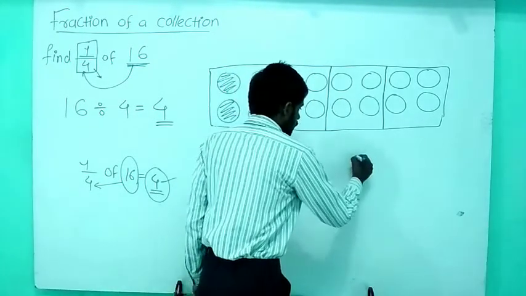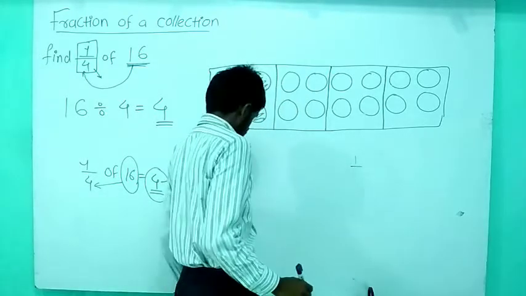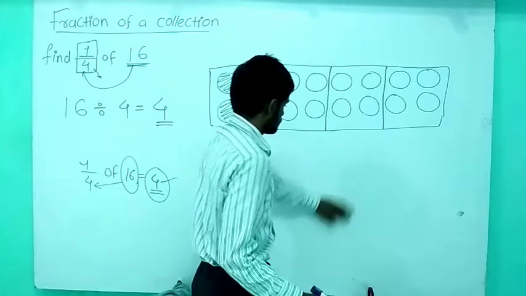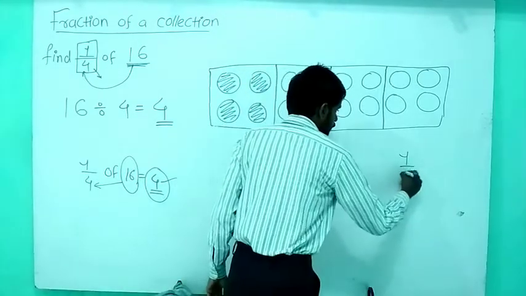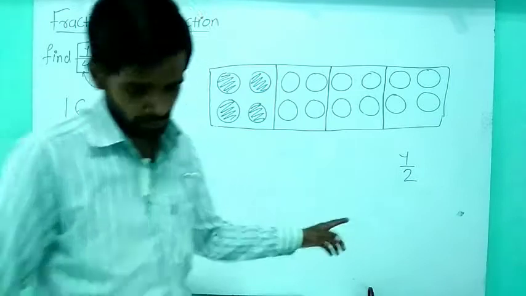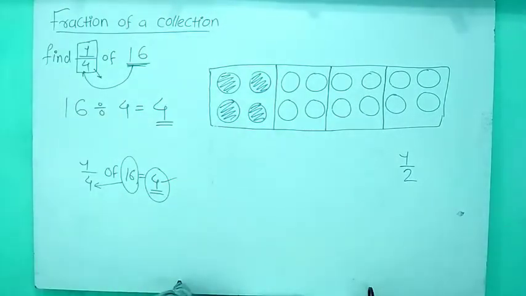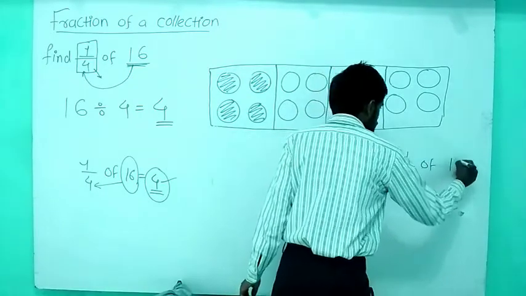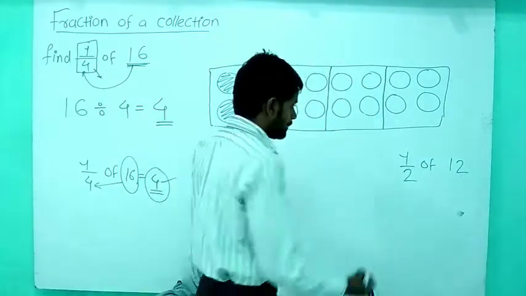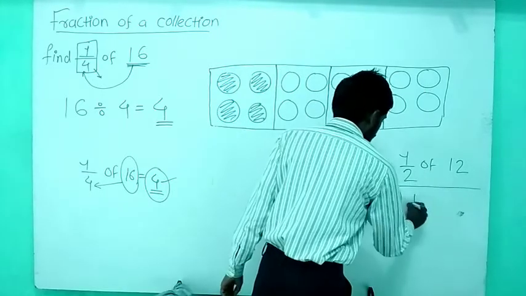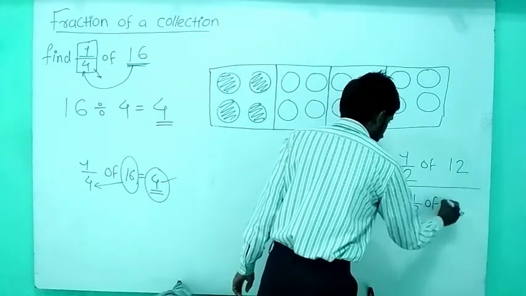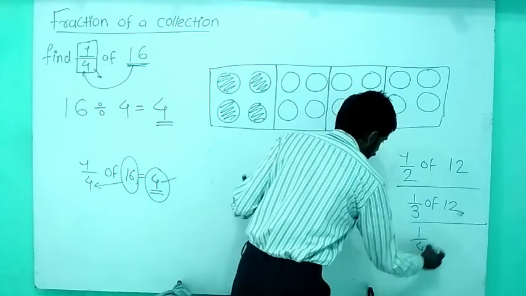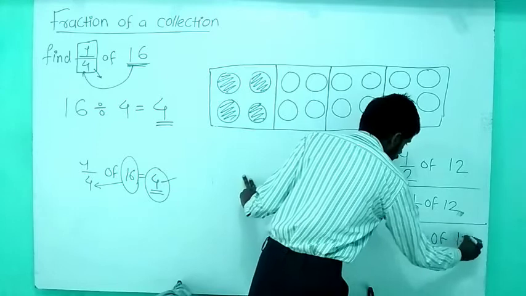Listen here. Okay. We will find 1/2. It is 1/2. Okay. This is a 1/2. 1/2 of 12. Okay. I am taking one more example. 1/3 of 12, and one more example, that is 1/4 of 12.